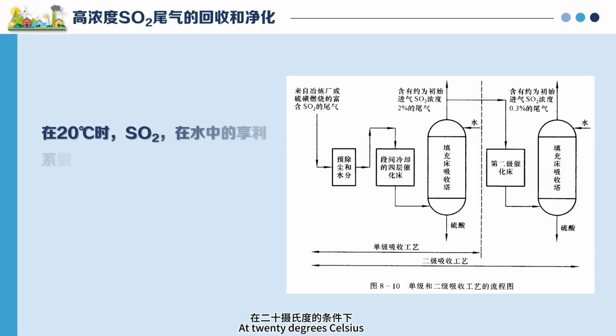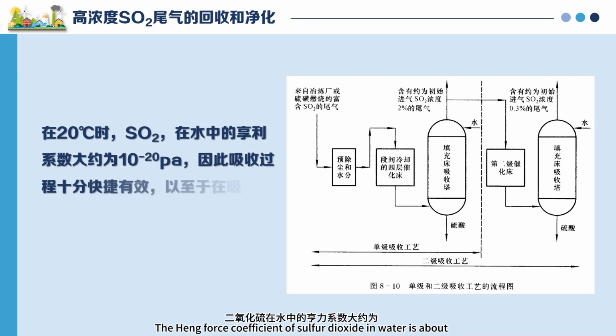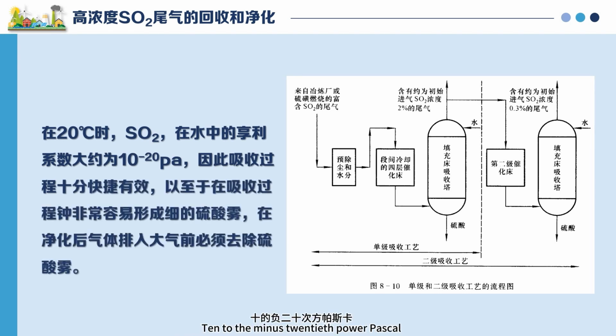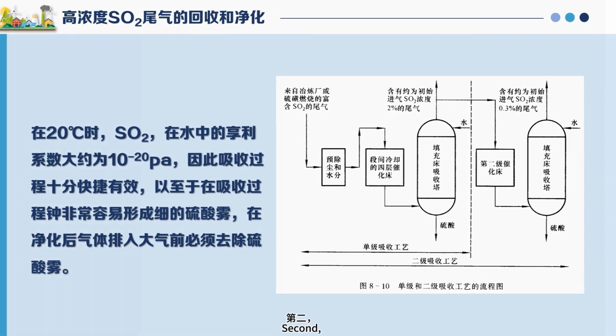At 20 degrees Celsius, the Henry's law coefficient of sulfur dioxide in water is about 10 to the minus 20th power Pascal. Therefore, the absorption process is very fast and effective, so that in the absorption process it is easy to form fine sulfuric acid mist. After purification, sulfuric acid mist must be removed when gas is discharged into the atmosphere.